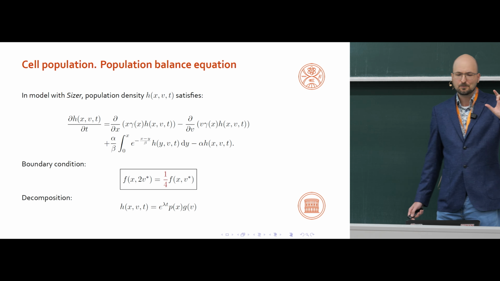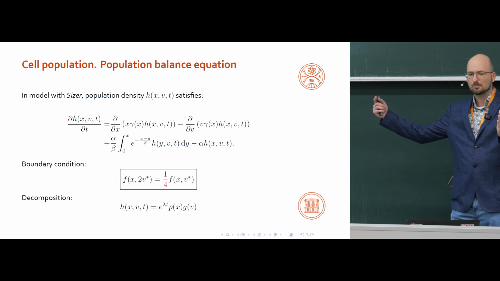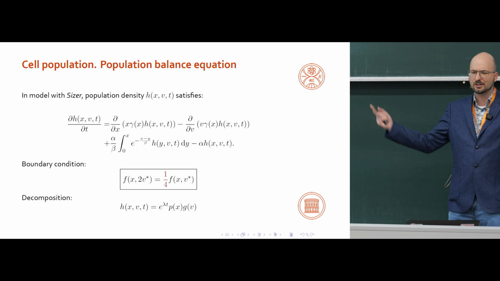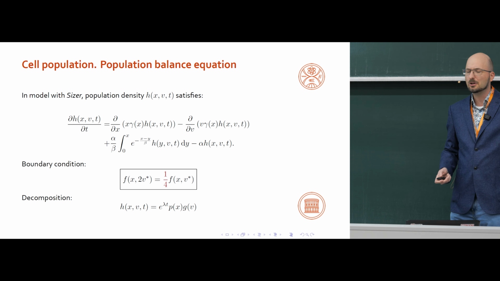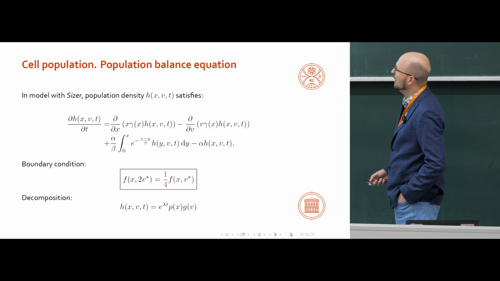So it's both the conservation of fluxes, but it's not quite conservation, because when you move from volume 2V star to volume V star, which is the critical volume, then you double the number of cells, and that's in the boundary condition.